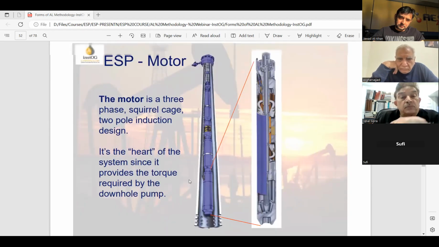The ESP motor is a three-phase squirrel cage, two-pole induction design. It is the heart of the system since it provides the torque required to drive the downhole pump. This is the motor, actually. Schematic: you can see the cross section, and here it's installed in this way.